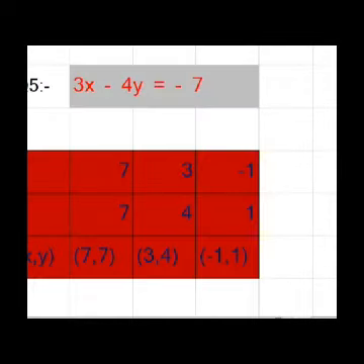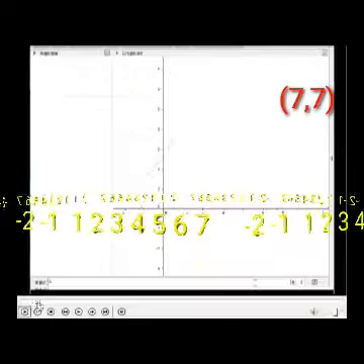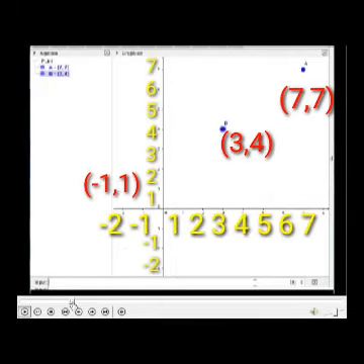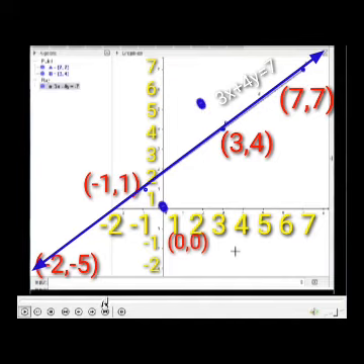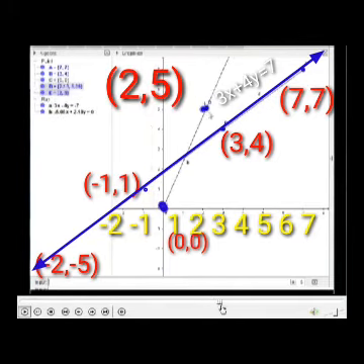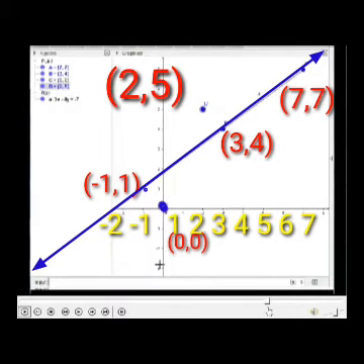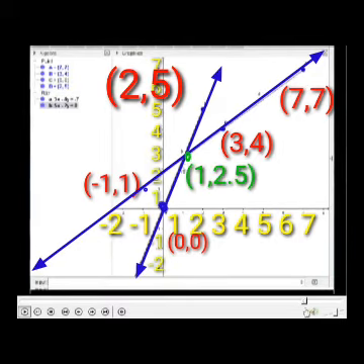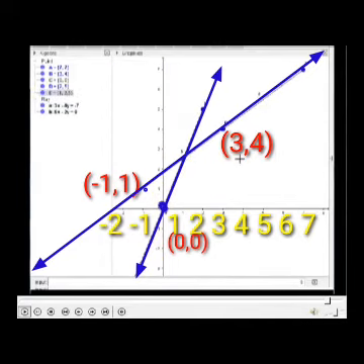Now we plot a graph. The first points are 7, 7; 3, 4; minus 1, 1, and draw a line. In the second table, the points are minus 2, minus 5; 0, 0; 2, 5, and draw a line. 1 comma 2.5 is our answer.